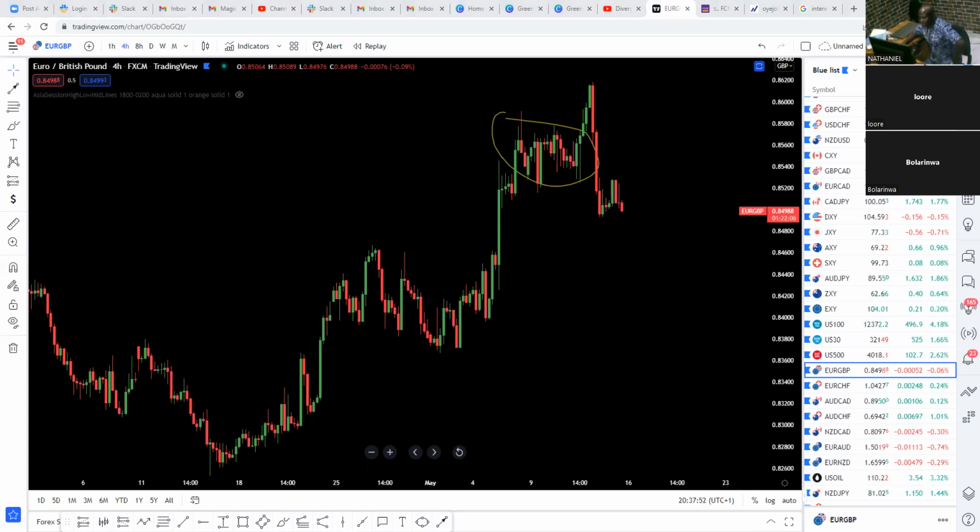Once you master this method, then you are good to go. Don't need to rush. I'm going to show you. I must bring it out. Why is this not showing? Why is it not showing the chart? What's going on?